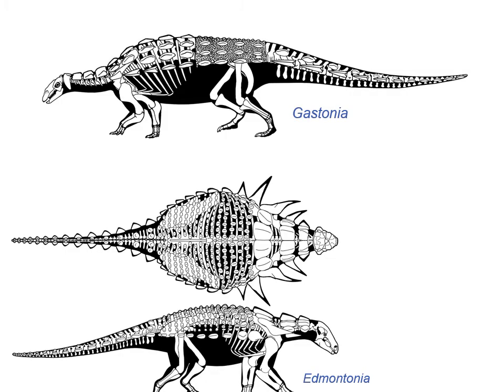So these are a couple of our nodosaurids. We have Gastonia and Edmontonia. Now notice lots of tiny little osteoderms and plates all over the body, and also some big spikes coming off of the shoulders. So these were really heavily armored dinosaurs, and you can see why they're sometimes nicknamed the walking tanks.